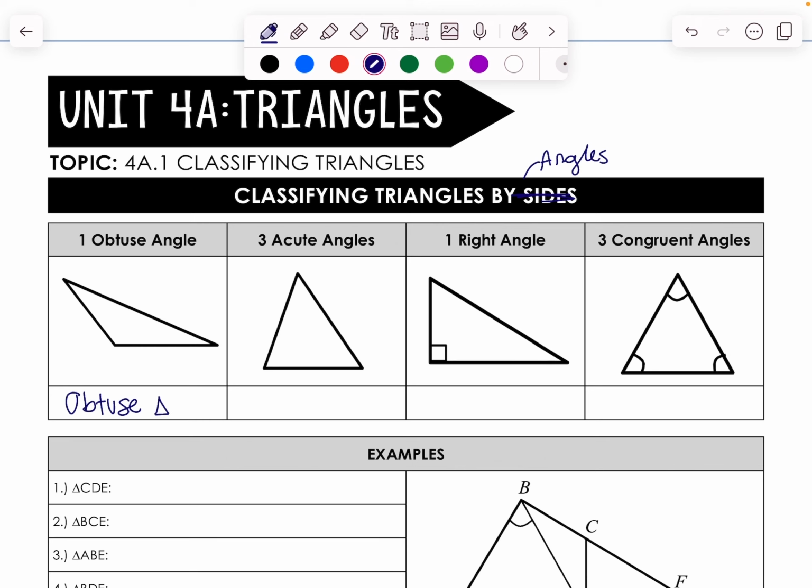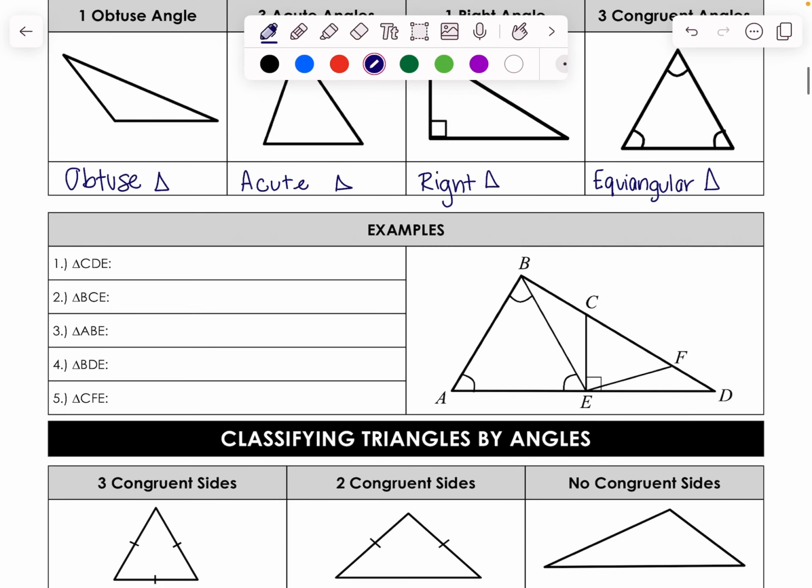If we have all three angles that are acute, it's going to be an acute triangle. If you have one right angle, it's going to be a right triangle. Okay, and then if all three angles are congruent, it's going to be called equiangular. Okay, so let's look at some examples. So based on our picture, we're going to classify all of these triangles.